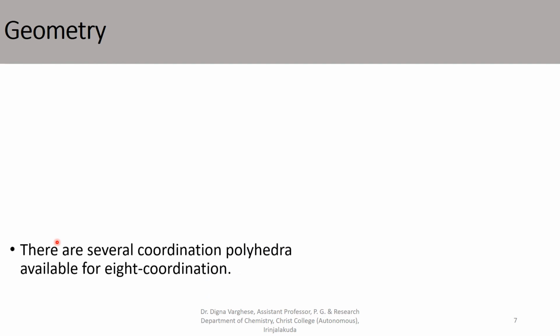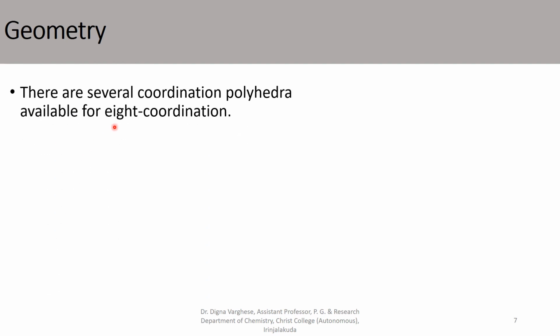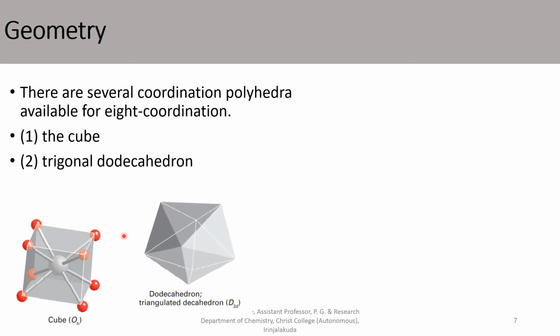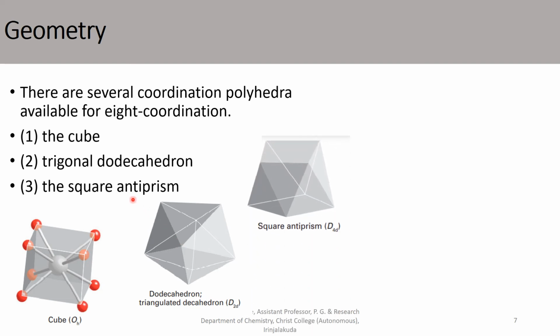What about the geometry of coordination number 8 complexes? There are several coordination polyhedra available for 8 coordination. The first one is the cube. You can see the cube structure and its symmetry is Oh. Second one is the trigonal dodecahedron. You can see here the triangulated dodecahedron having symmetry D2d, and the square antiprism with symmetry D4d.